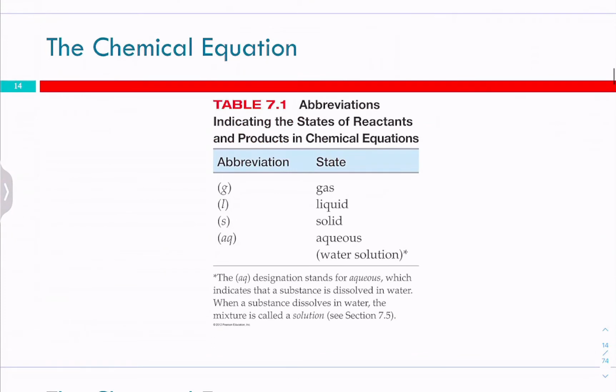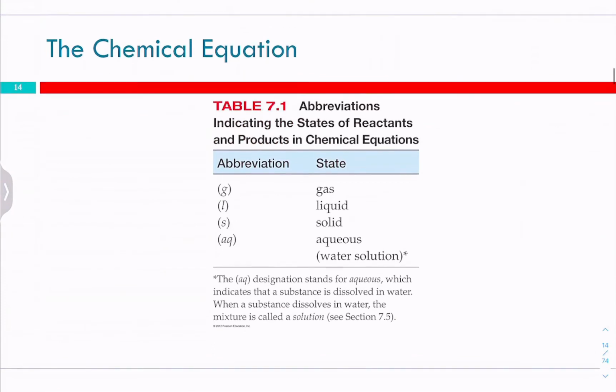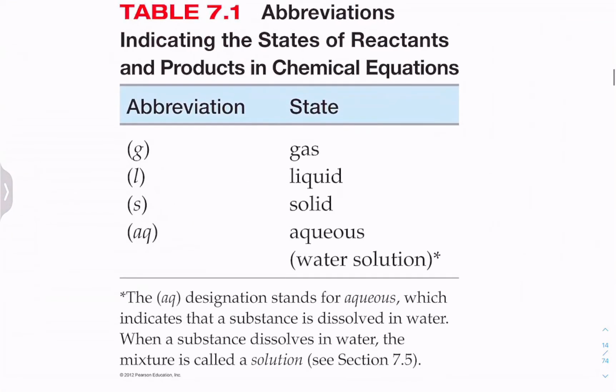So as for the states, these are the different state abbreviations. So you have gas, liquid, solid. Those are pretty self-explanatory. The aqueous just means that it's a water solution, so it's something dissolved in or mixed with water.